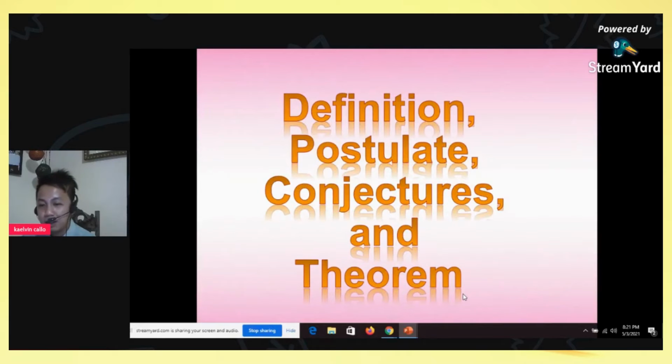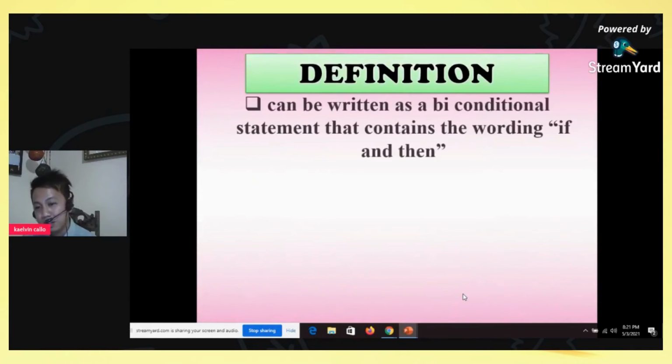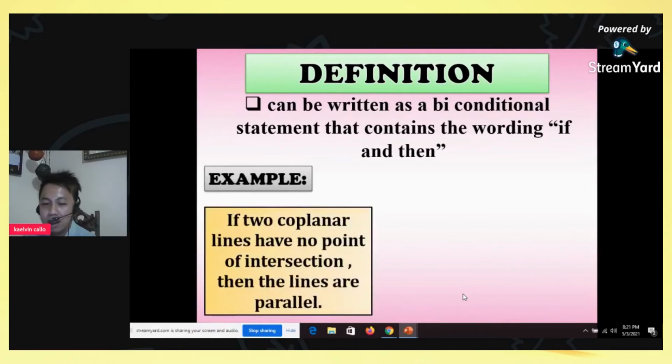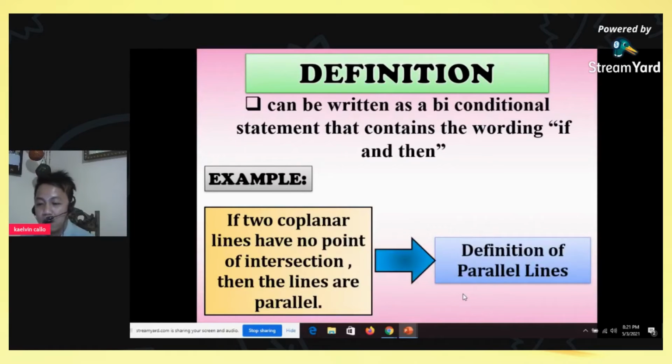We also have definition, postulate, conjectures, and theorem. What is a definition? It can be written as a biconditional statement that contains the wording if and then. Example, if two coplanar lines have no point of intersection, then the lines are parallel. That is the definition of parallel lines. When we say coplanar lines, lines that lie on the same plane.